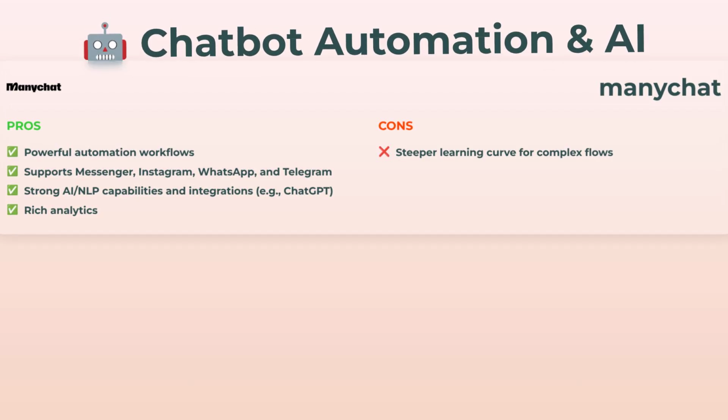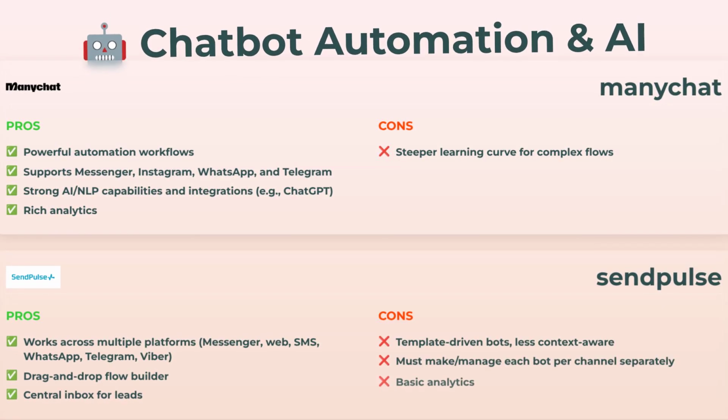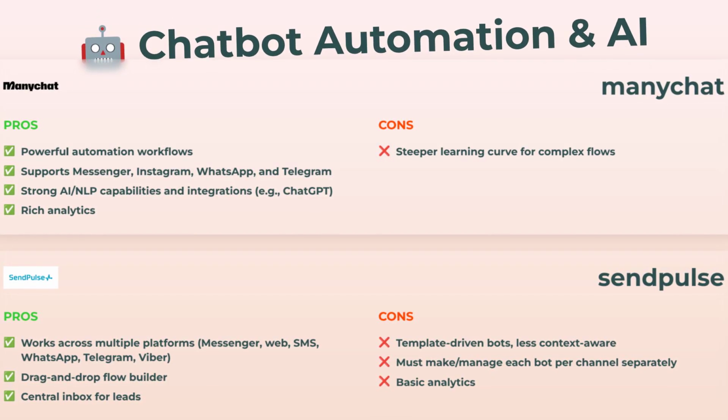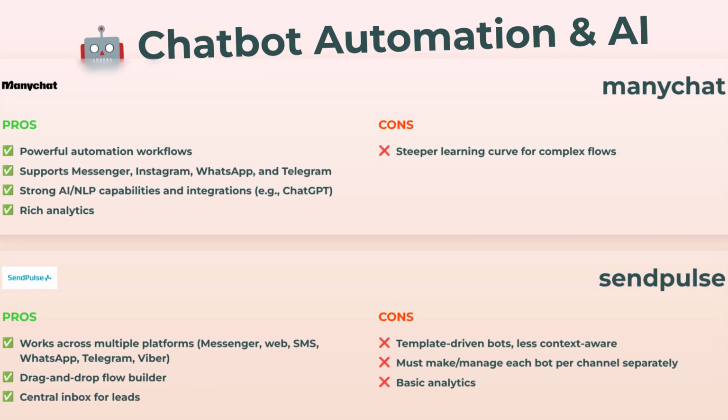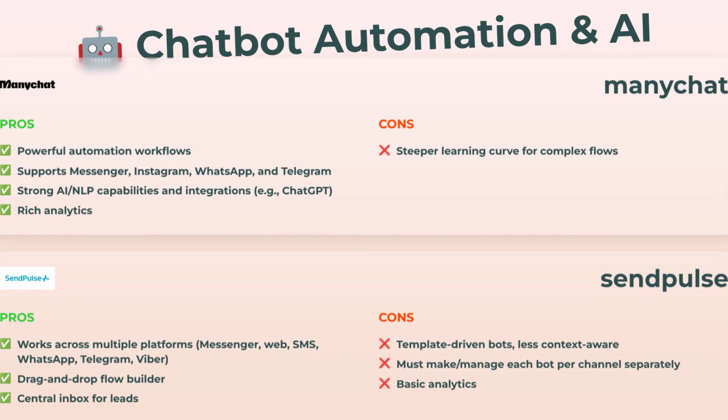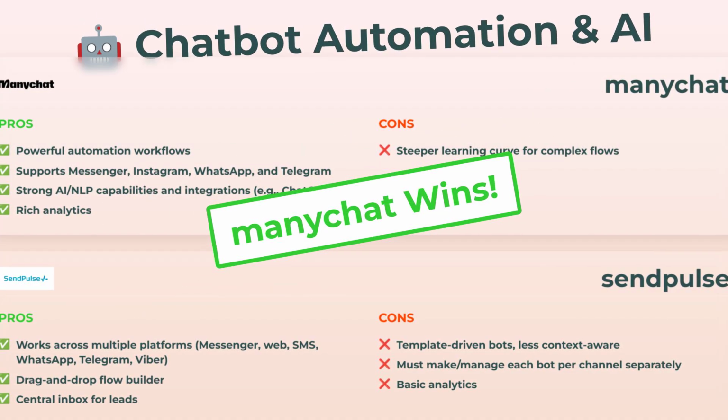Now, SendPulse covers the basics well, works across most of the big platforms. Messenger, web, SMS, WhatsApp, yes, even Viber. Their drag-and-drop builder is a win for beginners, and you get a central inbox for all those leads. Thing is, the bots are kinda templated. You have to manage each channel separately, and analytics aren't exactly next level. So for automation, if you want power and AI, ManyChat is the winner.